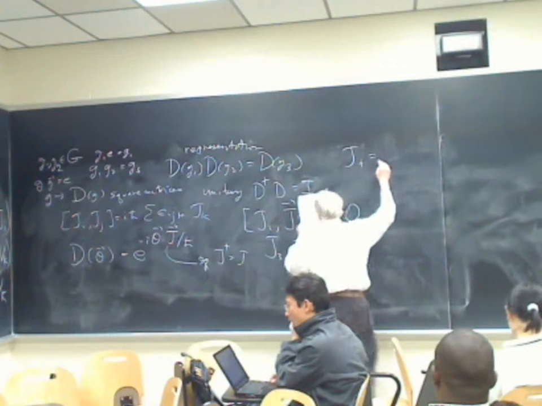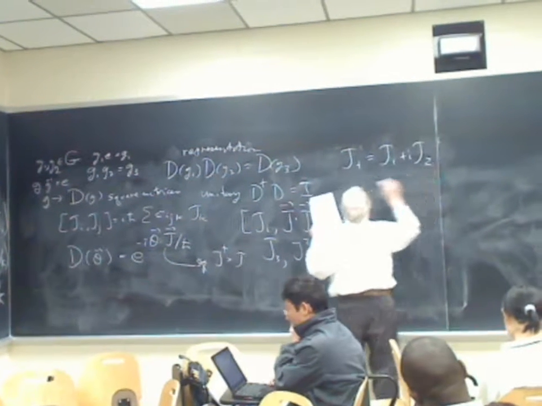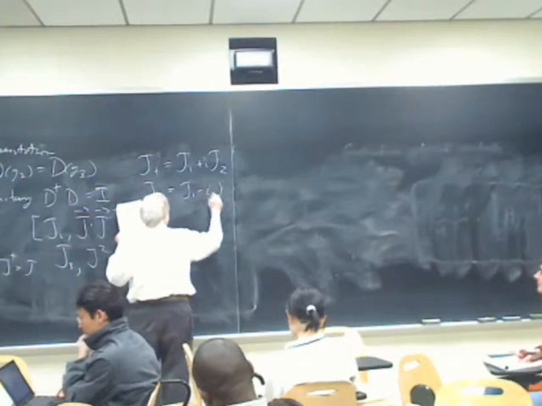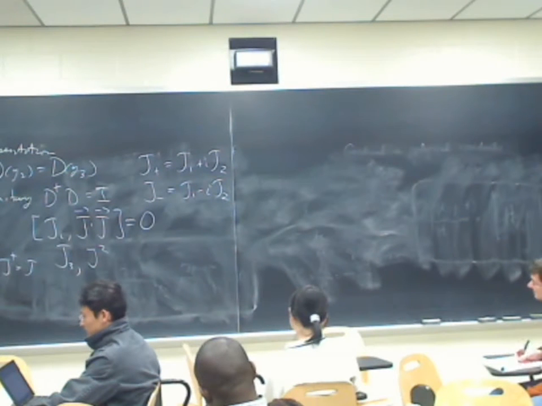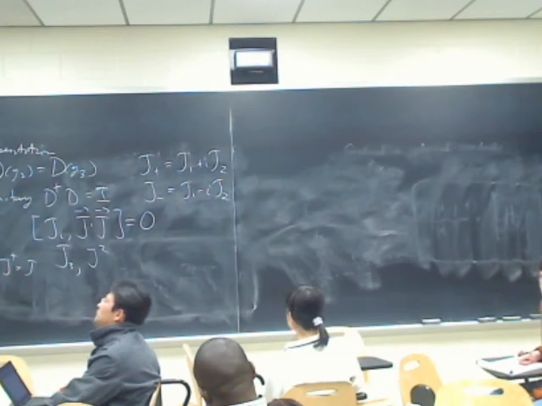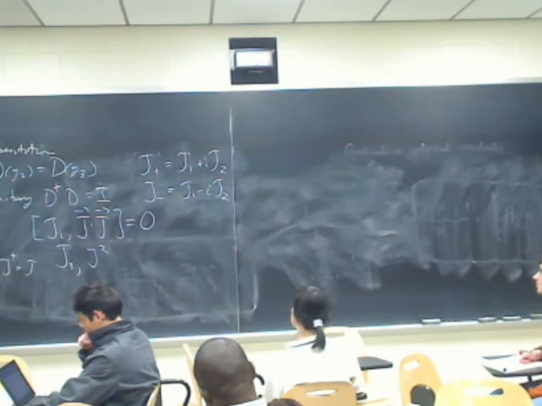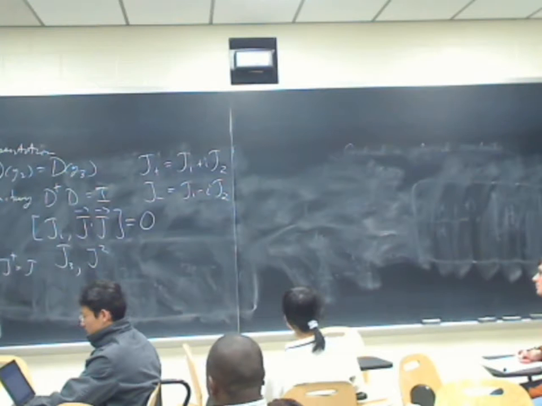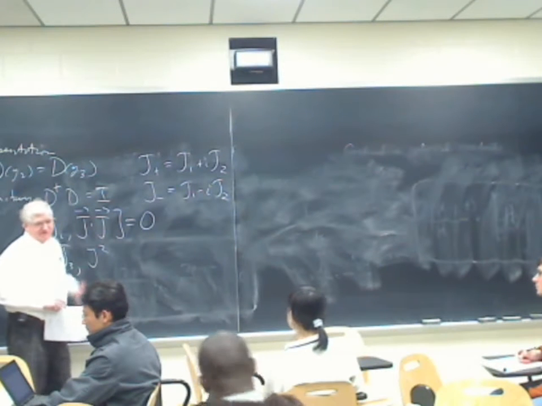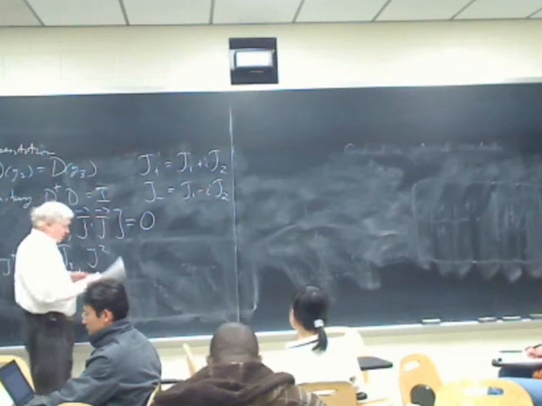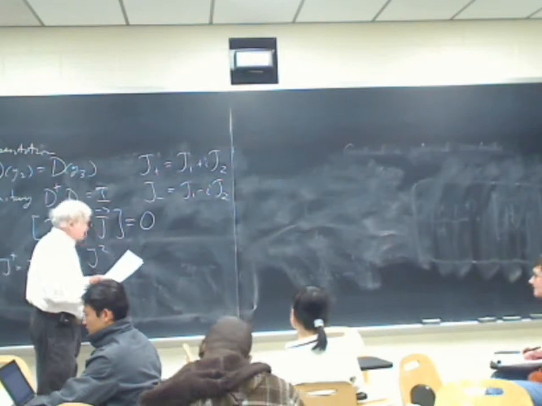Let's define J plus as J1 plus iJ2 and J minus as J1 minus iJ2. These are the raising and lowering operators. Now we're going to prove a sequence of very simple theorems, but there are several of them, so this is going to take the rest of today's class. They're important theorems. You may have seen them in undergraduate quantum mechanics, but it's good to see them again.